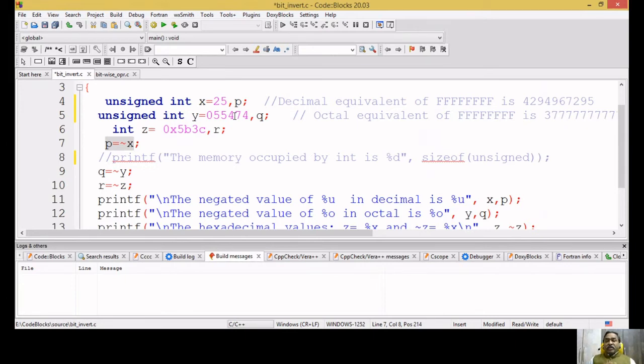What is the meaning of negation? 1 becoming 0, 0 becoming 1, this is called 1's complement. In the decimal number system, there is 9's complement. That means each digit is subtracted from 9, it becomes the complement value of that number, right? Each digit is subtracted from 9 to get its complement value in that number system. In any number system, there will be r minus 1 complement and r's complement. For example, in decimal, r is 10. So 10 minus 1, 9's complement.